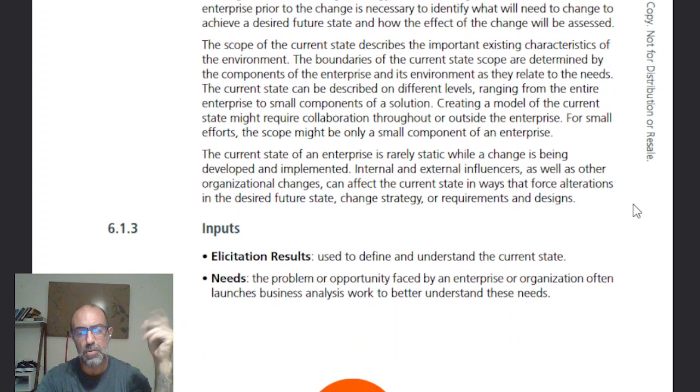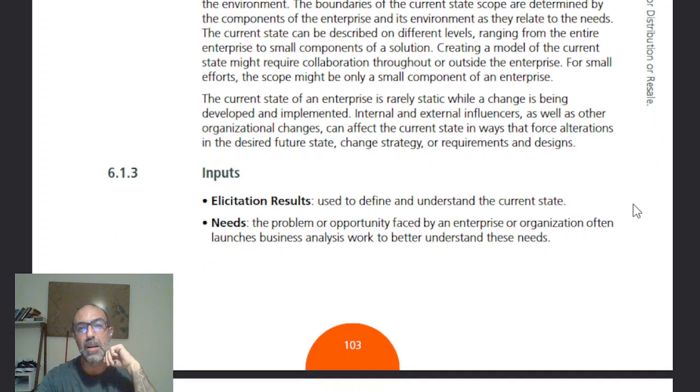That way, any change or deviation you see is what you interact with. The current state of an enterprise is rarely static while a change is being developed or implemented. While we're developing change, we can't expect things to stay the same, because people are already moving and on a daily basis decisions are being made.